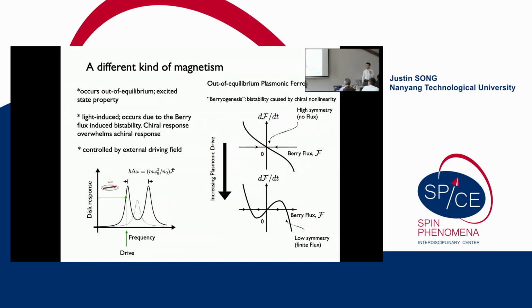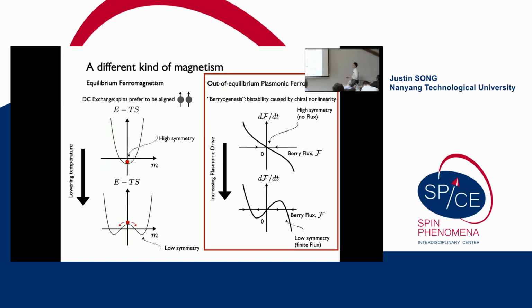But I'd like to emphasize that this is a different kind of magnetism. It occurs as an out-of-equilibrium excited property and doesn't really require spin. Spin is a spectator degree of freedom. And it's quite different from this Landau way of thinking.